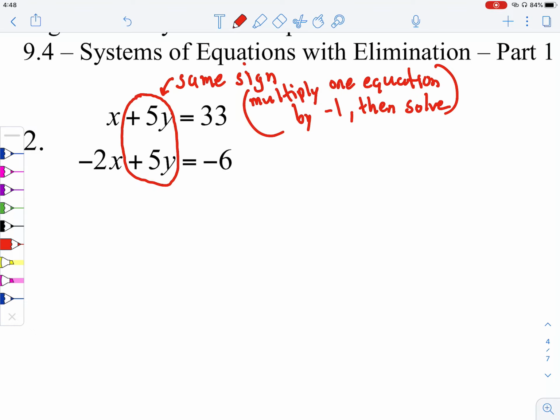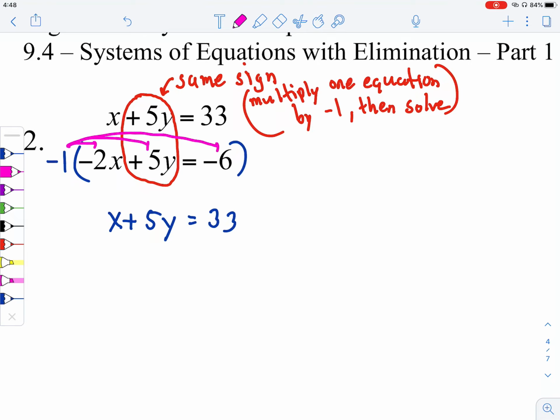Okay, let's do the second one. So what we're going to do is we're going to multiply this whole thing by -1, just to flip the signs so that we can eliminate it. Right, so we have our top equation, x plus 5y equals 33. The bottom equation, when we multiply by -1, we're going to multiply everything by -1. We're going to have positive 2x, negative 5y, positive 6.